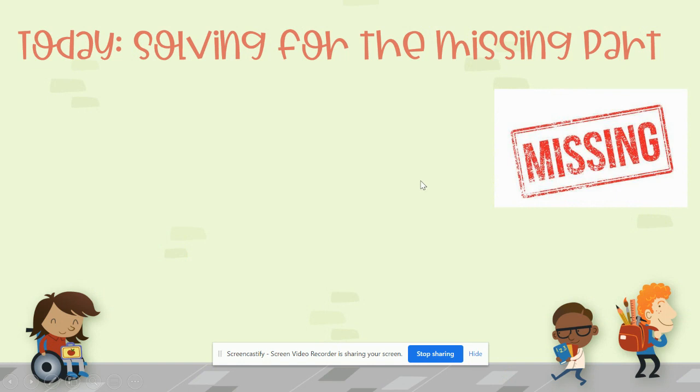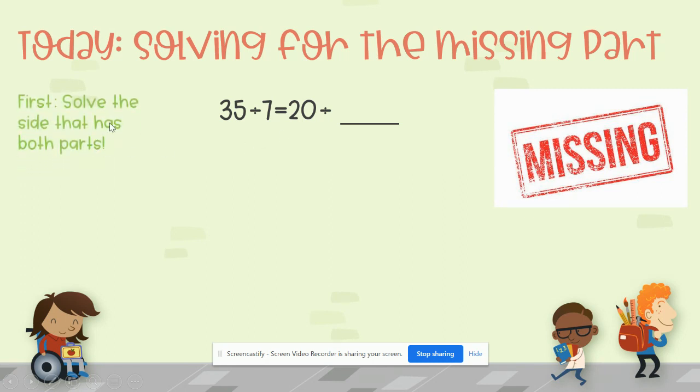Okay. Today we are solving for the missing part. So here's an example of an equation. This equation is in your assignment for today. So if you're watching the video, you'll get one answer given to you. Okay. So first we have to solve the side that has both parts. So this has the missing part, so that's not that side.